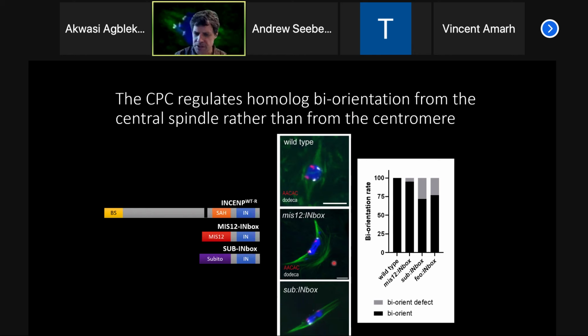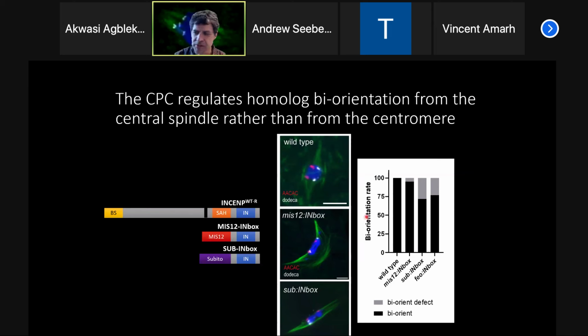So what we're doing in this case is we're building a normal spindle because the wild type INCENP is there, but we're also forcing extra Aurora B kinase either to the kinetochores with Mis12-INbox or to the central spindle with Sub-INbox. Okay, because Sub targets the microtubules, Mis12 targets the kinetochores. The literature said that if you overexpress Aurora B at the kinetochores, Aurora B will cause the kinetochores to make some mistakes. But we observed the opposite. When we forced the CPC to the kinetochores, as shown in this graph, the error rate was low.